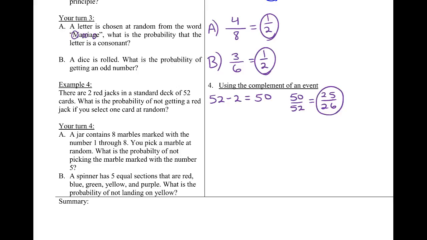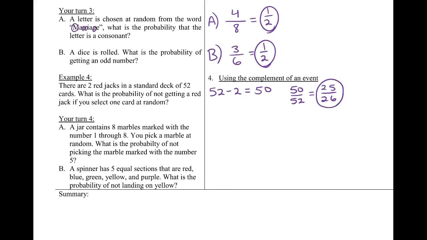Pause and try the last 2 examples. Okay. A jar contains 8 marbles marked with a number 1 through 8. You pick a marble at random. What is the probability of not picking the marble marked with the number 5? So think about all the marbles that don't have the number 5. If you have 8 marbles, each one has a number 1 through 8. One of them has a 5. So that means 7 don't. So there's a 7/8 chance that you will not pick a 5. Pretty likely.